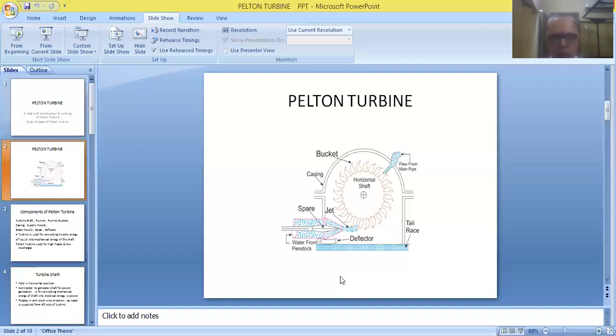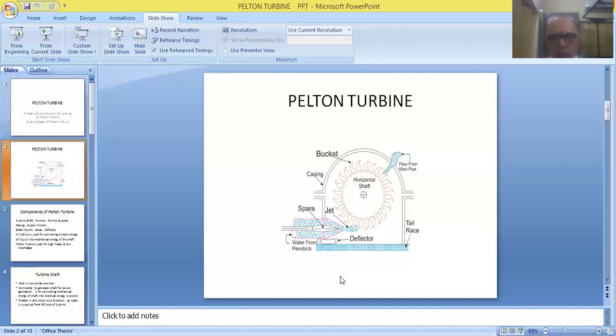The spear will be moving in forward and backward direction, and thereby it will be controlling the quantity of water that is entering the runner. That means when the load on the turbine increases, it requires more quantity of water. So the spear will be moving in reverse direction, and it will be supplying more quantity of water onto the blades of the runner.